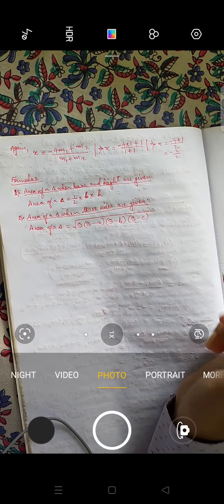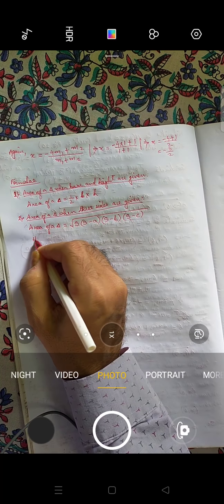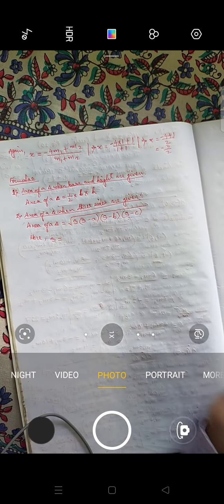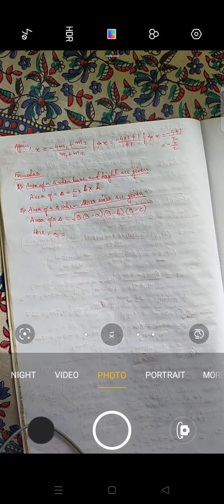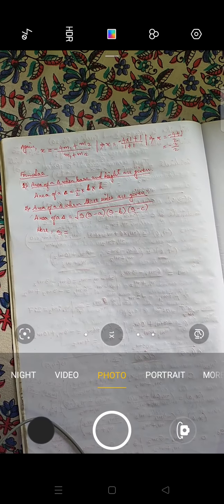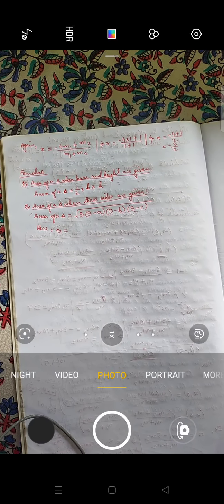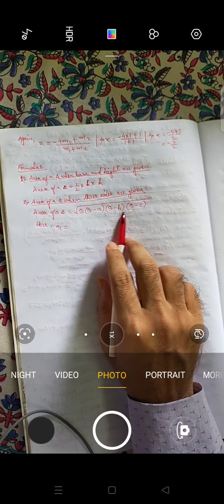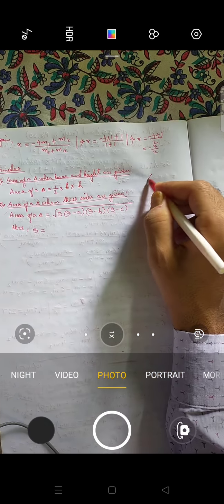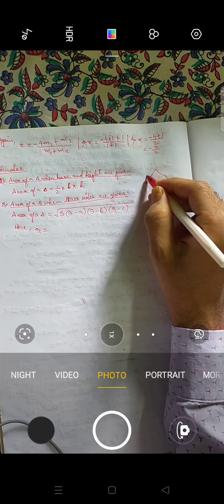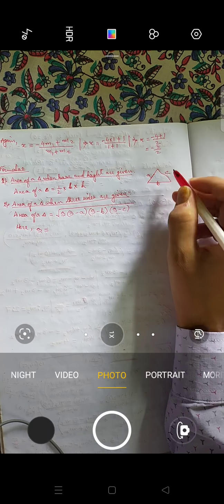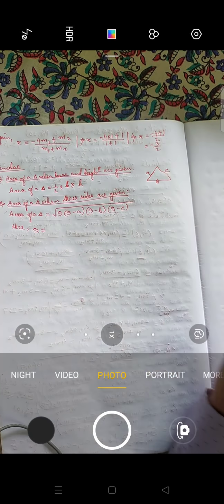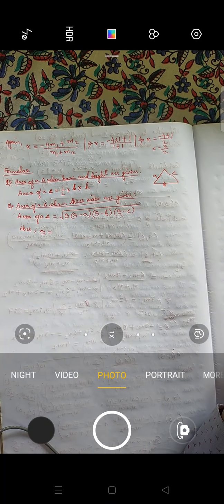Okay, here s is called the semi perimeter. Semi perimeter means half of perimeter. Let us suppose that this is a triangle. This is a, this is b, and this is c. So if you add all these three, a, b, c, you will be getting the perimeter of a triangle, right? Yes or no?